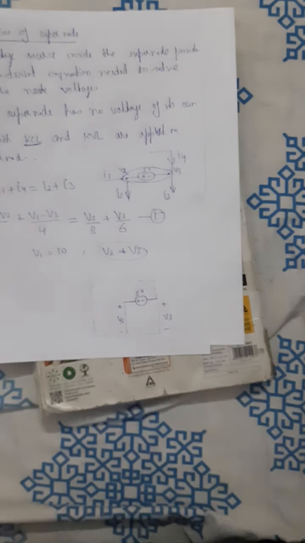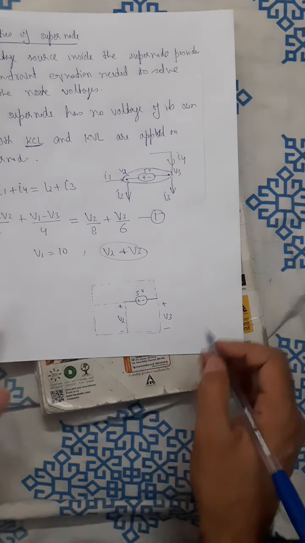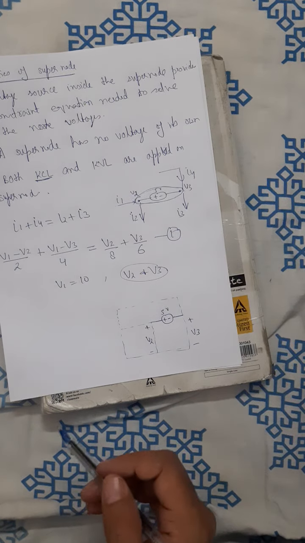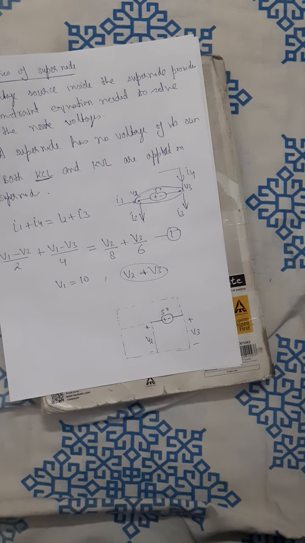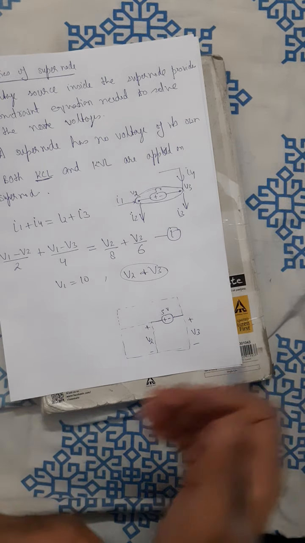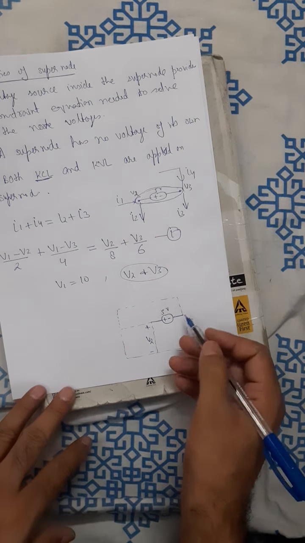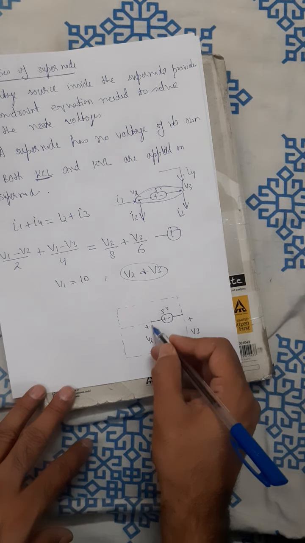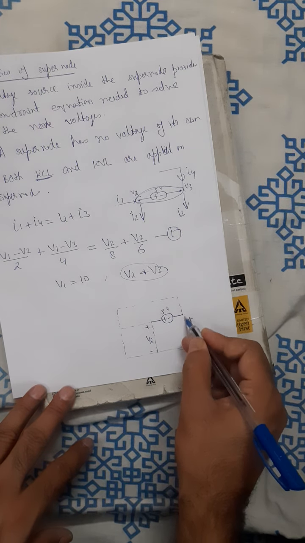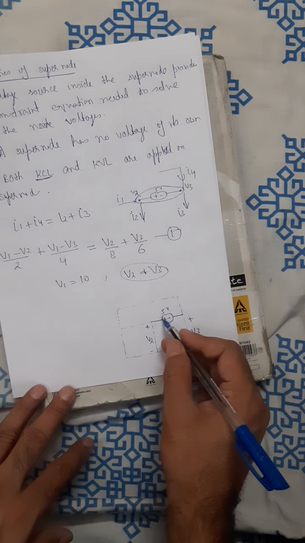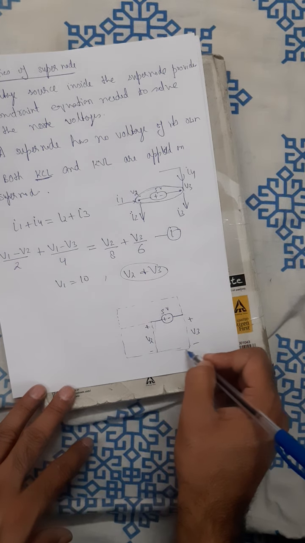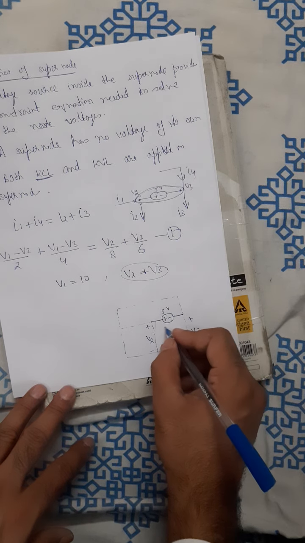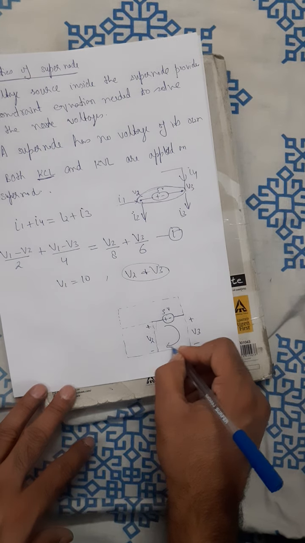Okay, so now we will apply KVL to the super node. First we applied KCL to the super node, now we will apply KVL to the super node. A super node is formed by enclosing a voltage source that is connected between two non-reference nodes and any element that is connected in parallel with it. What is the element that is connected in parallel with this? It is this.